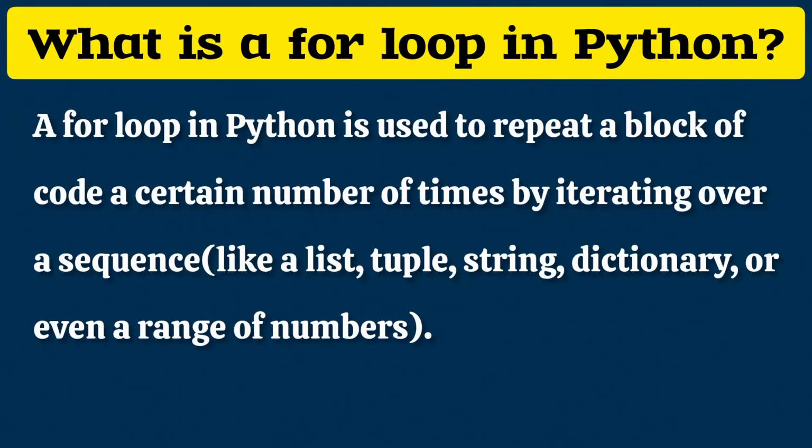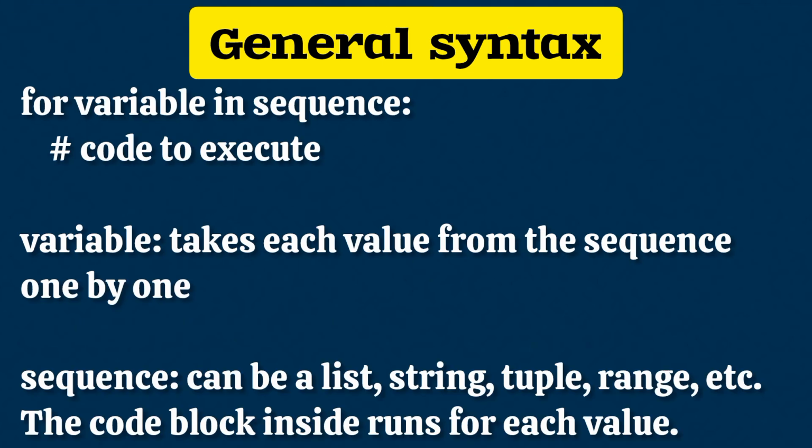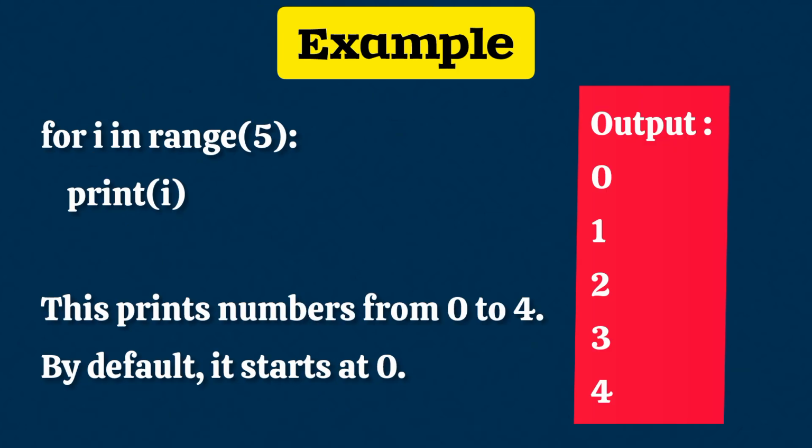A for loop in Python is used to repeat a block of code a certain number of times by iterating over a sequence, like a list, tuple, string, dictionary, or even a range of numbers. The variable takes each value from the sequence one by one. The sequence can be a list, string, tuple, range, etc. The code block inside runs for each value. We mostly use it with the range function.